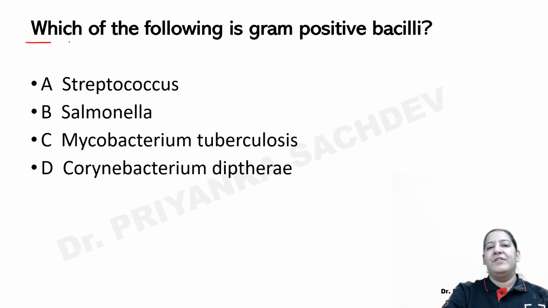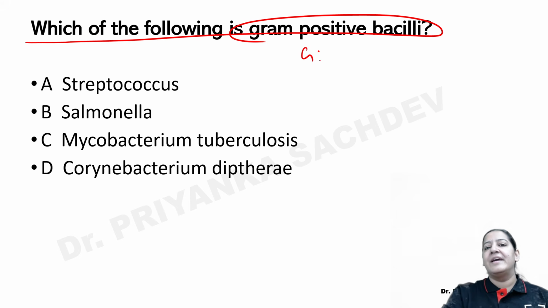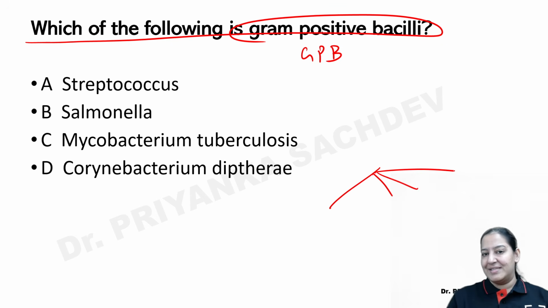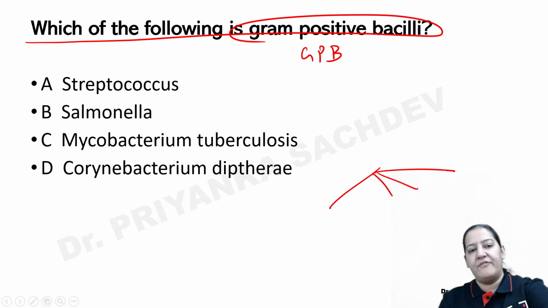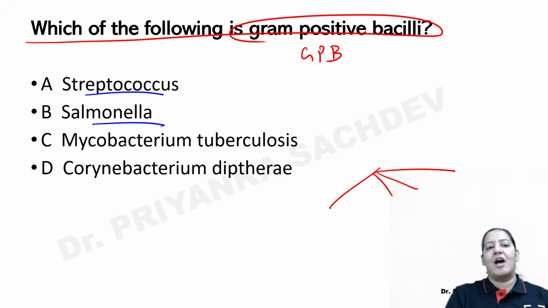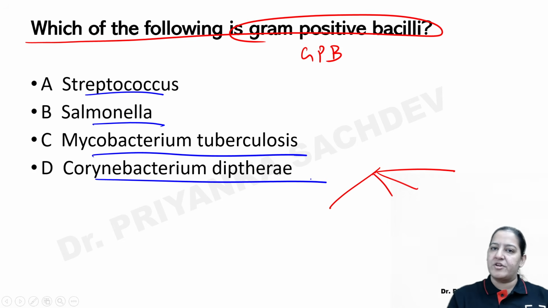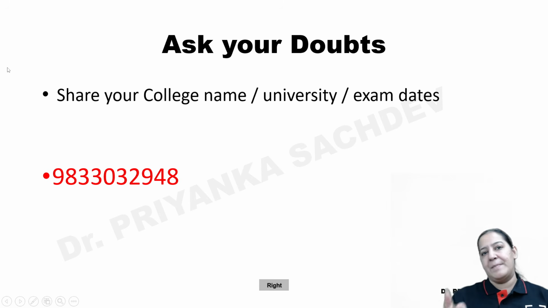And this is question number 3. Which of the following is a gram positive bacilli? GPB. I am asking about gram positive bacilli. I have divided the bacteria into 4 categories. Which one of the following is a gram positive bacilli? The 4 options are in front of you. Is it Streptococcus, Salmonella, Mycobacterium tuberculosis, or Corynebacterium diphtheriae? Tell me, this is question number 3. Tell me the answer of all 3 questions in the comment box.